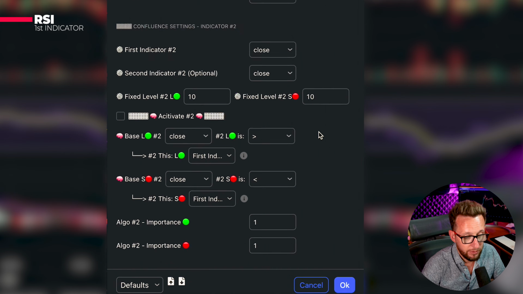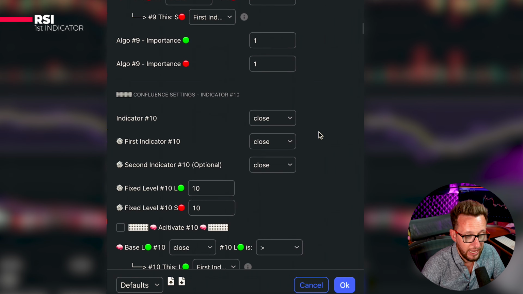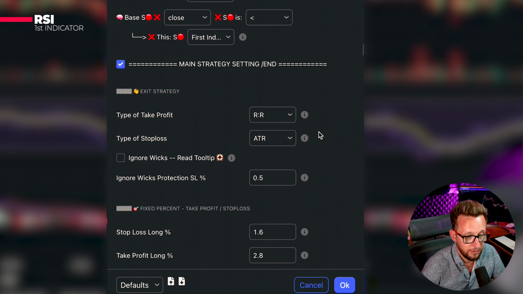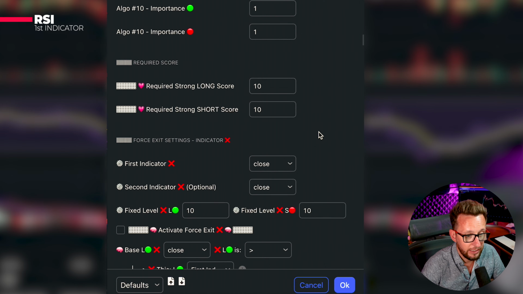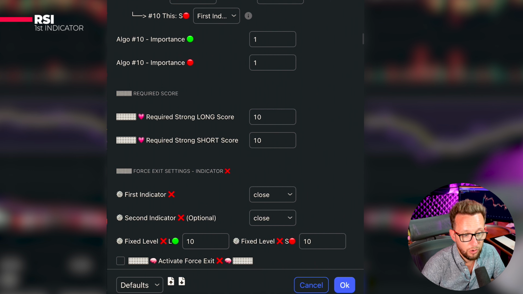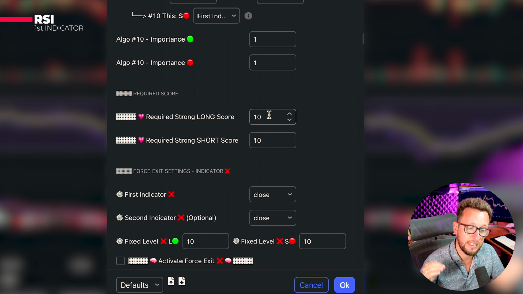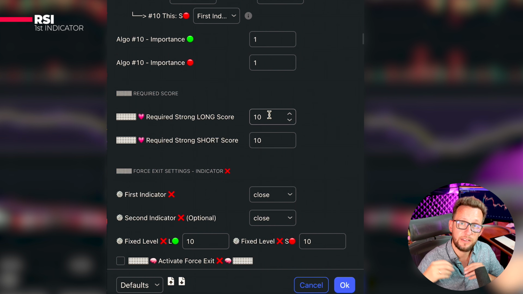Okay, so then we have to give the algorithm a number of points. Our algorithm, if we scroll all the way down to the bottom here, has a total of points that you'll be able to find somewhere in here, just here. Required strong or long points. So the total is 10. So the idea here is that 10 is our threshold.